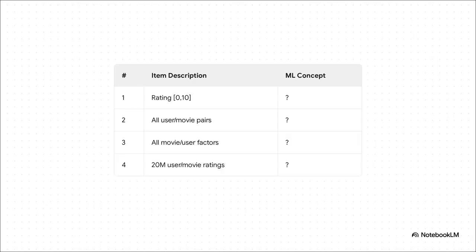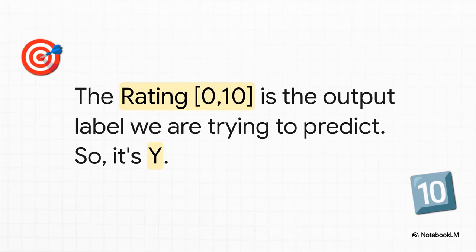Okay, here we go. We've got the actual rating from 0 to 10, all the pairs of users and movies, all the possible ways you could even model a rating, and a database with 20 million real ratings. So which one is X, Y, H, and D? Take a second and think about it. Got your answers? Okay, let's see.